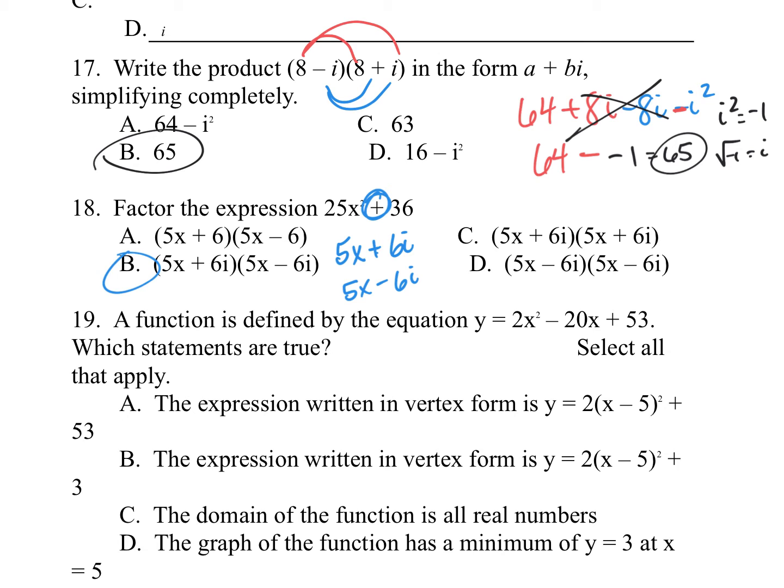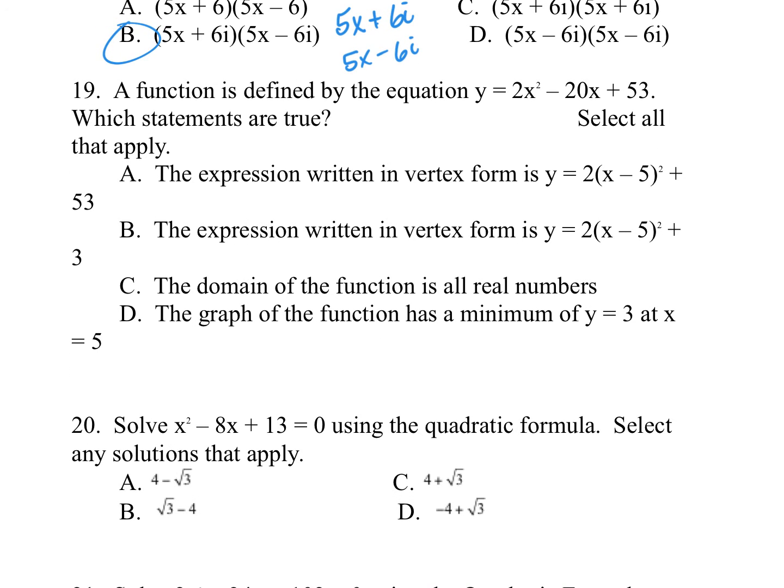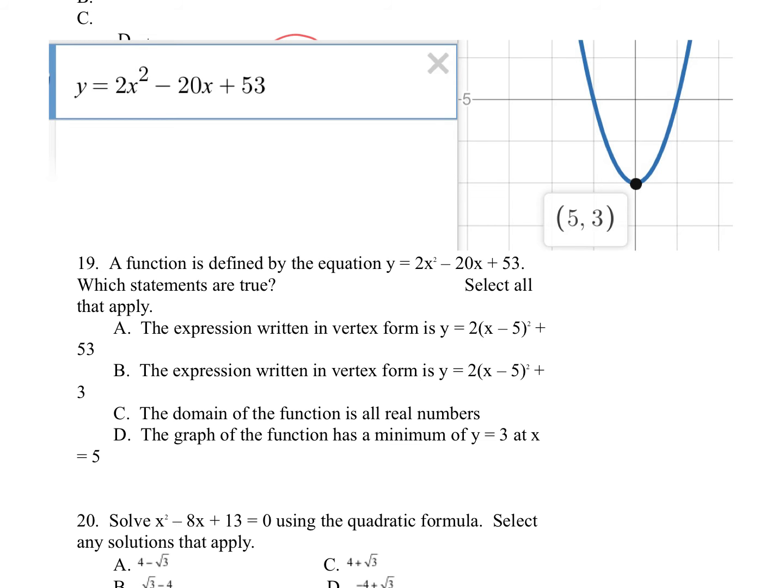Okay, on our next one, I am going to take this guy and graph it. So let me grab that and throw it in here for you. All right, so when I graphed it, it's right here above the problem. We can see that the vertex is 5, 3. That tells me that this guy, A, can't be it, because it says plus 53. Kind of got cut off on my copy. This says plus 3. Hey, that looks like an h, k to me.